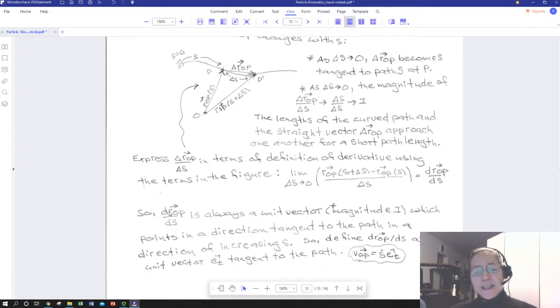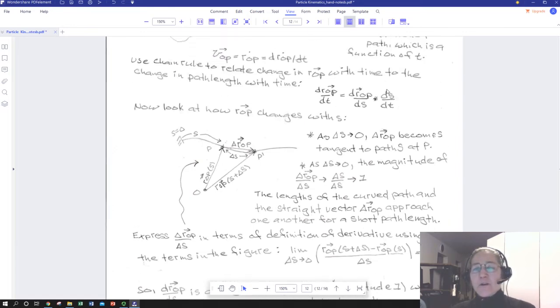So the d r_OP/ds, which we popped out with our chain rule, is a unit vector because of this, magnitude 1, and it points in a direction tangent to the path. And that's the direction of increasing s. Path lengths getting bigger and bigger as we move down the path. We've traveled farther. So d r_OP/ds we can express as a unit vector in the tangent direction. So we say that's t hat, for tangent unit vector direction.